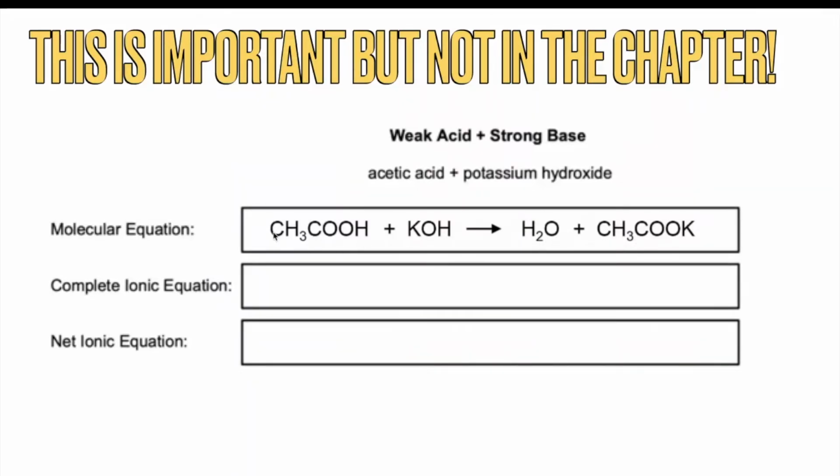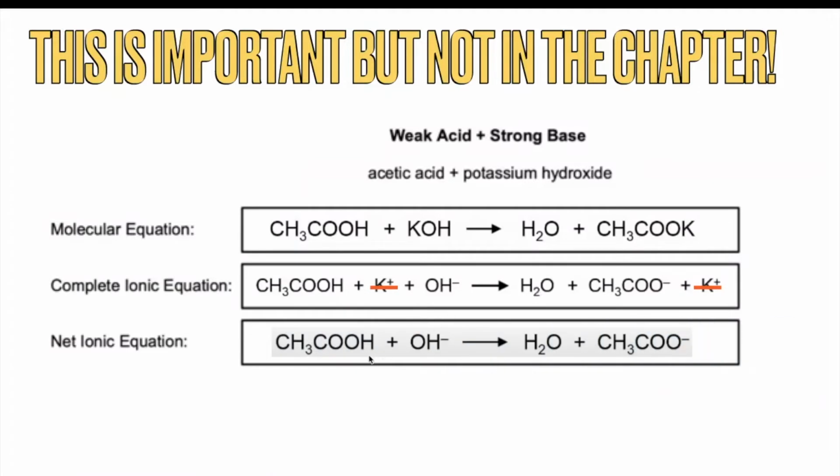So is this a strong electrolyte? It is not. Is this a strong electrolyte? It is. That's why it has the word strong here, right? And this is ionic, so it has to break apart. Okay, so my acetic acid is going to stick together. My water is going to stick together. And then notice the K is the only spectator ion for this. And so I have acetic acid plus hydroxide gives me water and an acetate ion here.